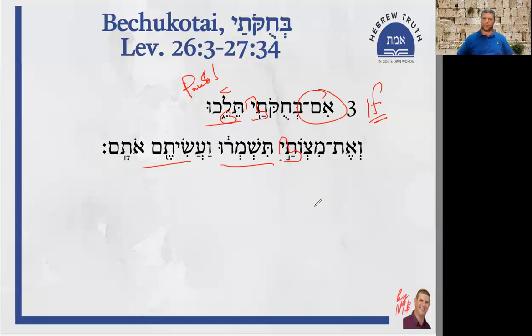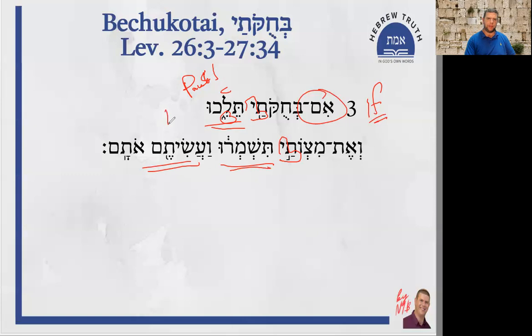We've already talked about telechu with a tzeire and not with a sheva because it's at the end of a clause, or we pause by the end of it. And tishmeru va'asitem. So both of them, all of these, telechu, tishmeru, and asitem, are part of the condition that God is putting forth to the people of Israel.